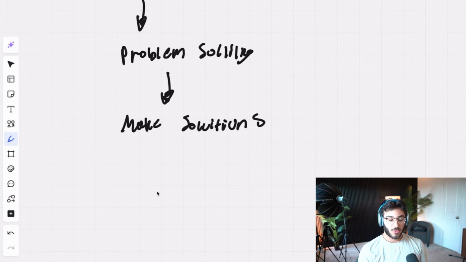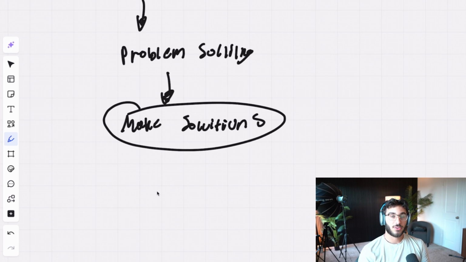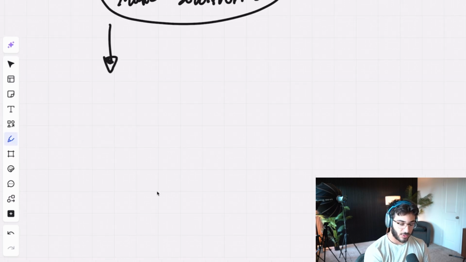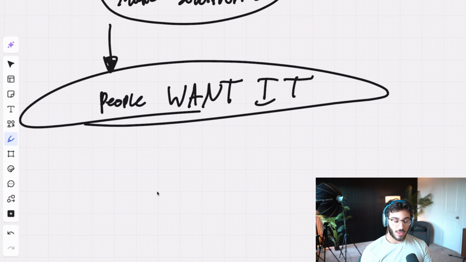So those are all products that make solutions, and that's why they crush it, because they're not revolutionary, they're not super unique, but they target a specific problem that somebody has and they are able to solve that. The next thing that you want to focus on, if your product can target all of those things, is to know that people want it.